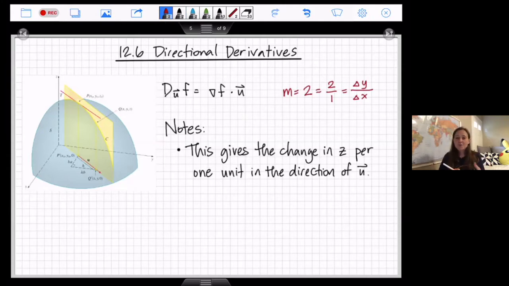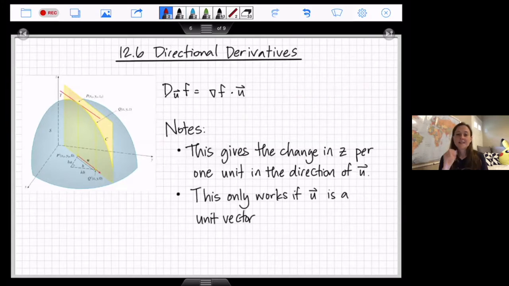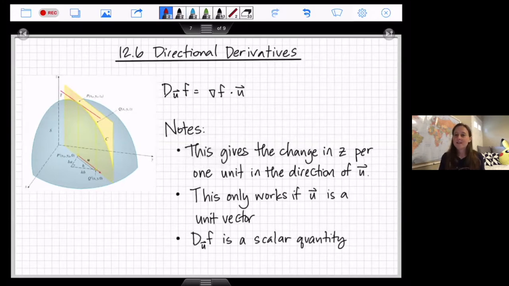So this directional derivative is kind of the same thing. It's telling you how far, if you go 1 unit in the u direction, wherever u happens to be pointing, how much would your z coordinate change to get onto that tangent line. All right, second note about the directional derivative, this only works if u is a unit vector. So again, with a slope, we're going to go 1 unit in the u direction and then figure out how much z is changing in that direction. Last thing about the directional derivative before we actually calculate one, this directional derivative is a scalar quantity. It's a dot product, so it's a number.